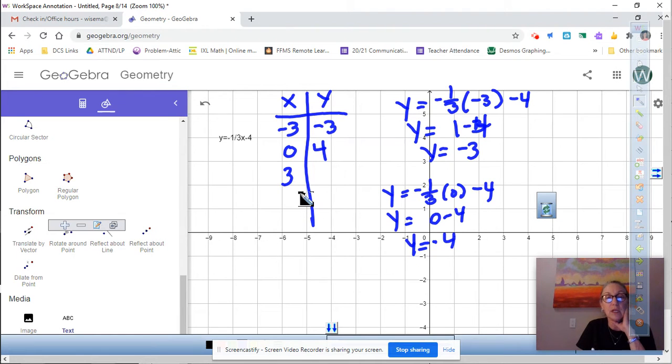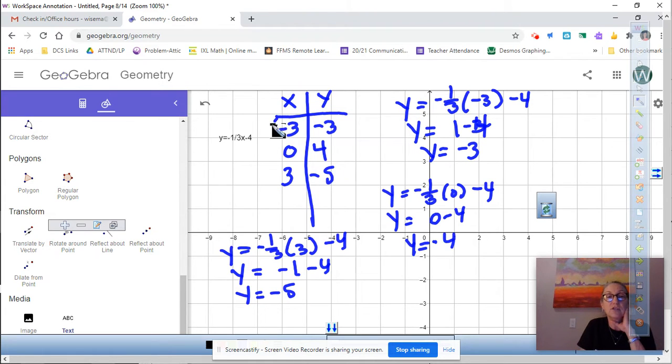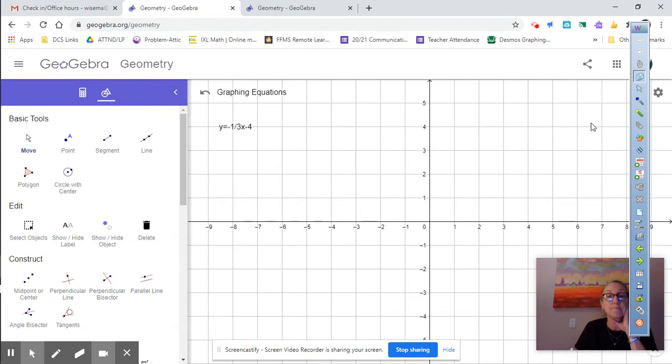Okay. And then finally, let's do this one. Y equals -1/3 times +3 minus 4. Y equals -1 minus 4. Y equals -5. All right, so these are my ordered pairs. So I'm going to go back to GeoGebra and plot these points. So here we go, back to GeoGebra.